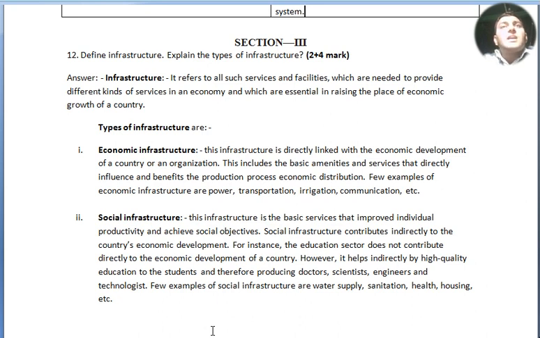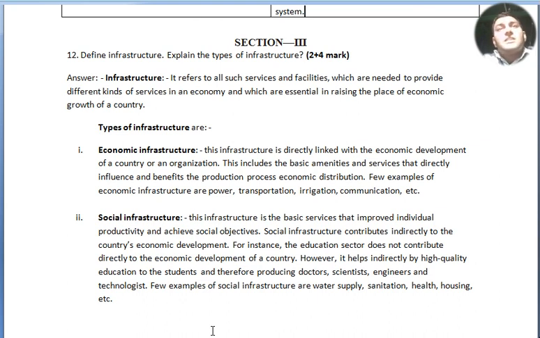Types of infrastructure are economic infrastructure. This infrastructure is directly linked with the economic development of a country or an organization. This includes the basic amenities and services that directly influence and benefit the production process and economic distribution. A few examples of economic infrastructure are power, transportation, irrigation, communication, etc.